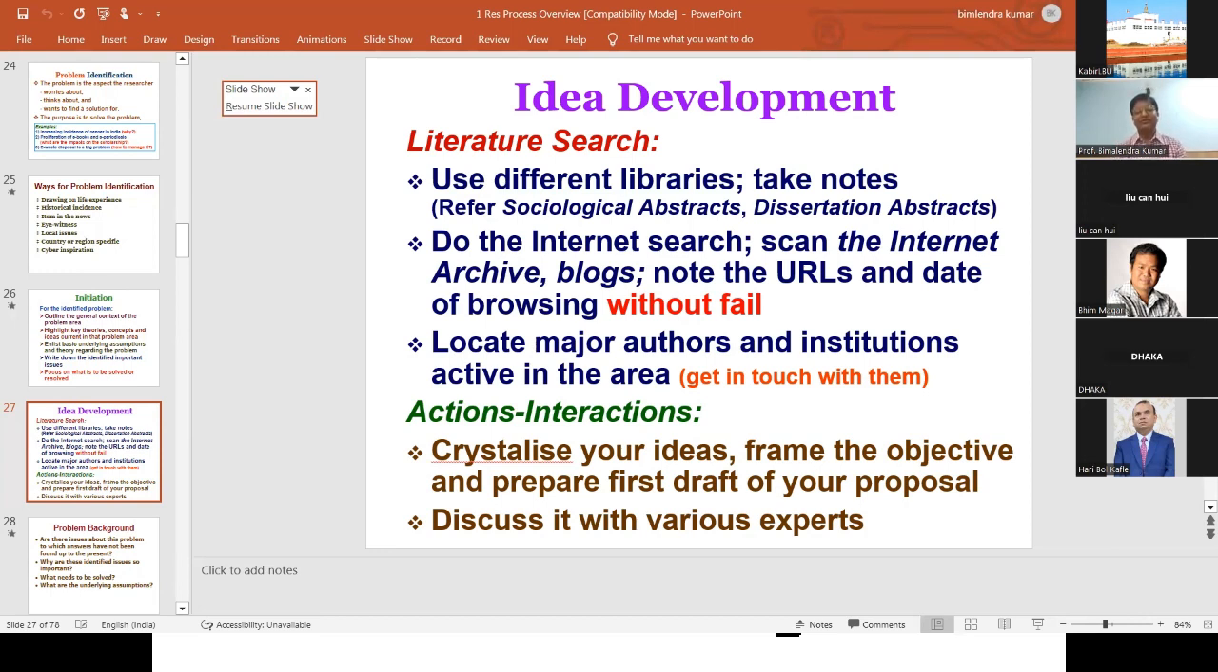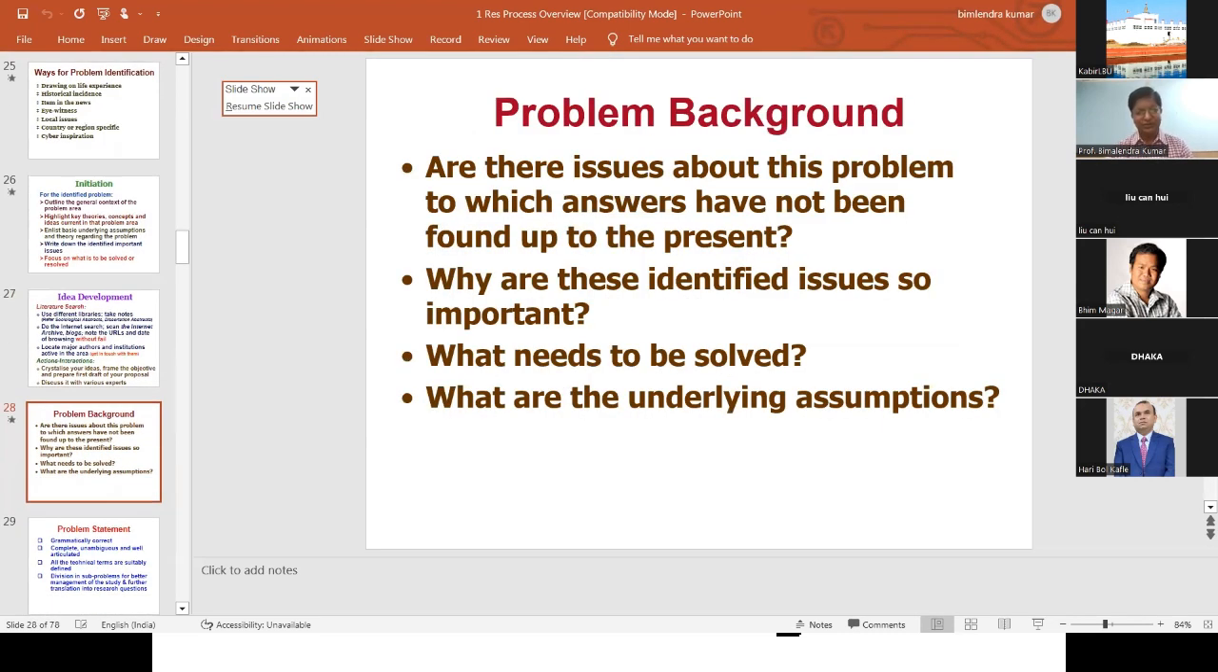And then prepare the first draft of your research proposal. Whenever you make a research proposal, you have to discuss it with your various teachers related with those subjects also. So in that way, you have to initiate your research proposals.